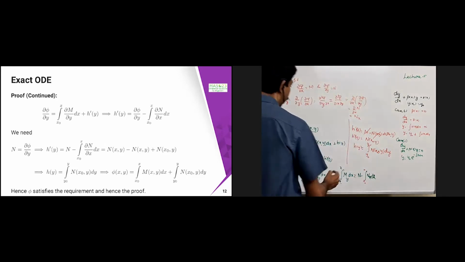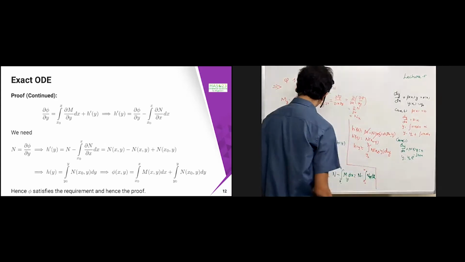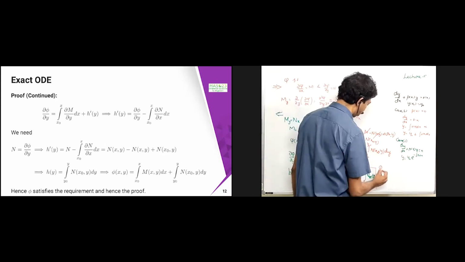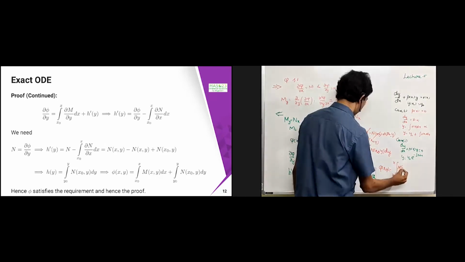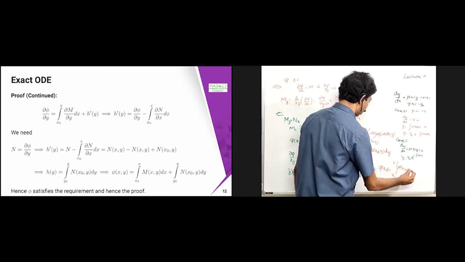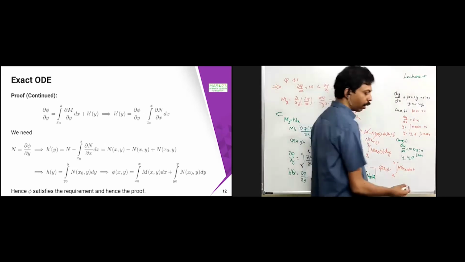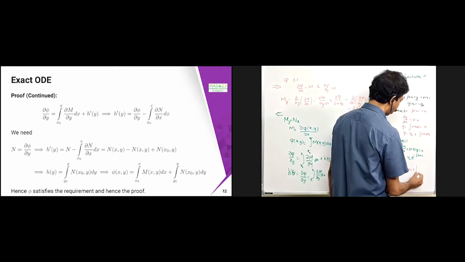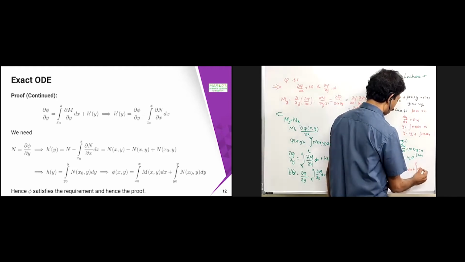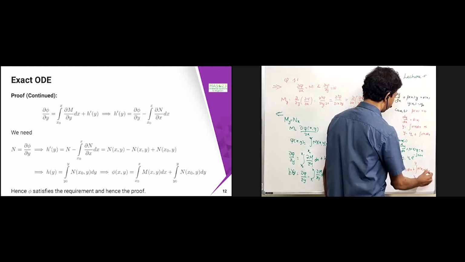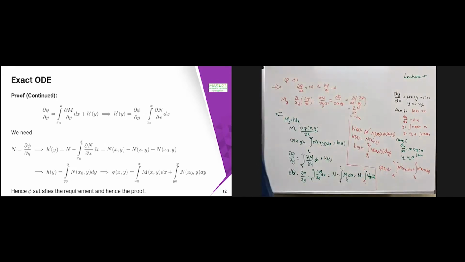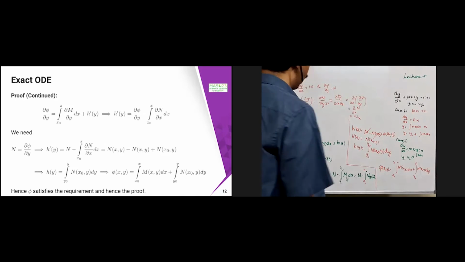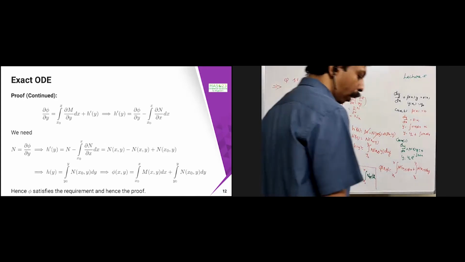So once you have found the Kirchhoff of y, you can find your pi of x comma y. So pi of x comma y is going to become the integral from x naught to x of m of x comma y into dx, plus the integral from y naught to y of n of x comma y into dy. This is nothing but your pi, which is going to satisfy that requirement, and hence the proof follows.